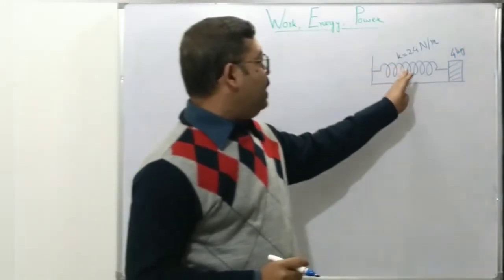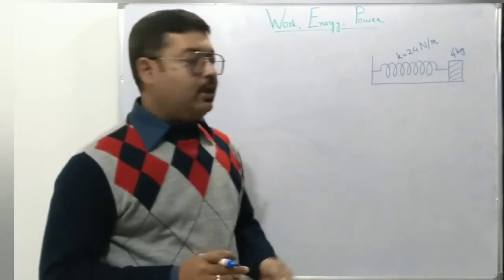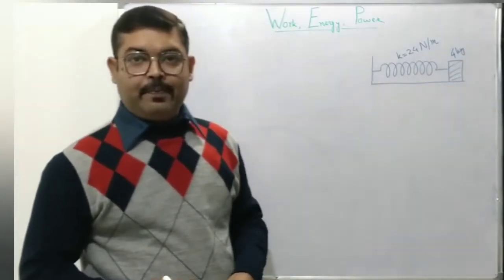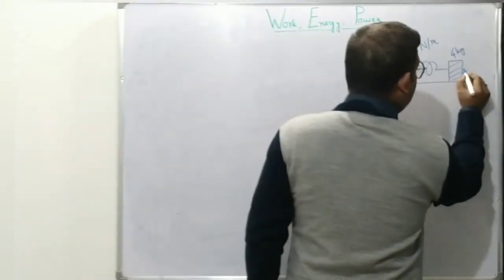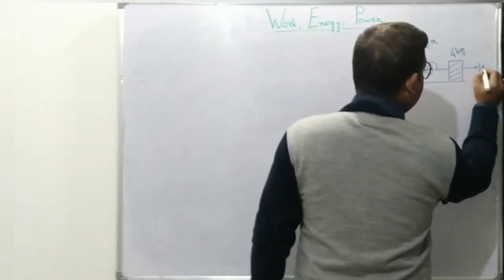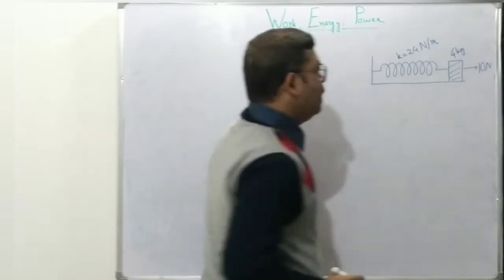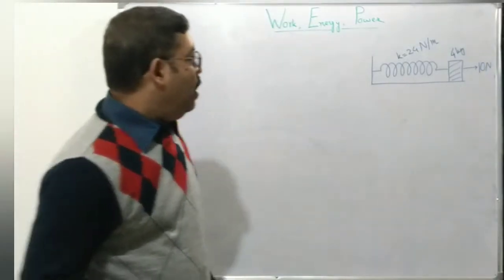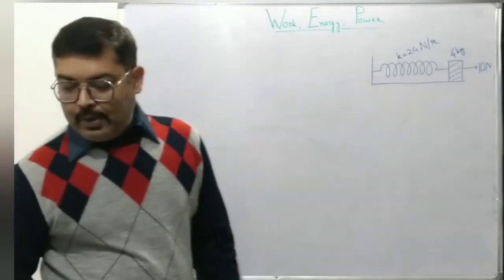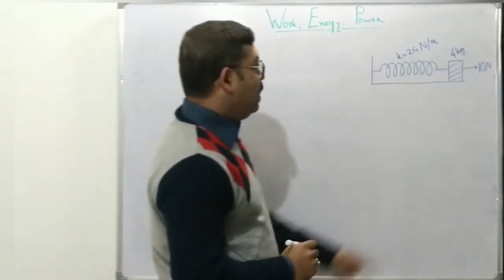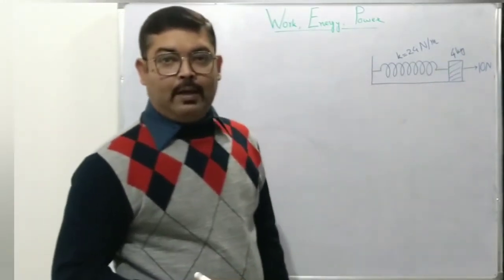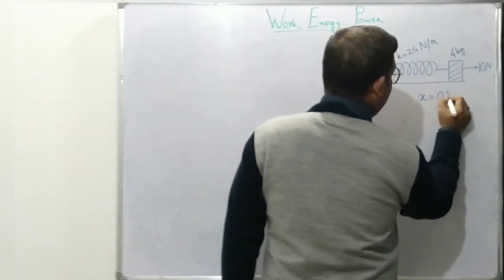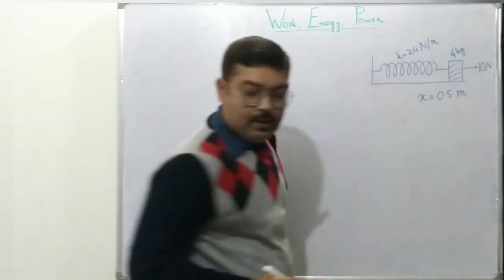Okay, the spring is at its unextended position and the mass is resting on a horizontal frictionless plane. A constant force of 10 Newton is applied to extend the spring along the horizontal. You are supposed to find what will be the velocity of the mass when the extension X is given by 0.5 meter.